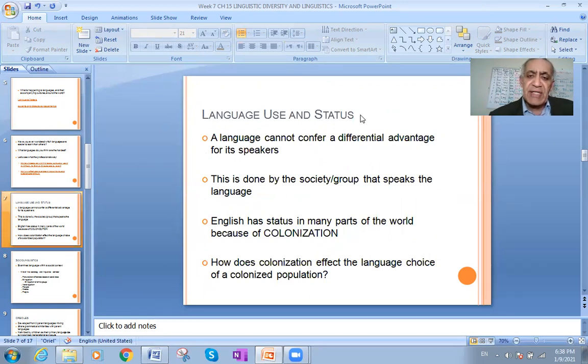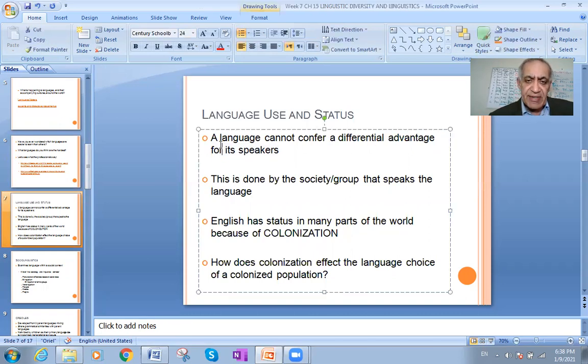Language use and status. A language cannot confer a differential advantage for a speaker. No, it won't give better advantages. This is done by the social group that speaks the language.